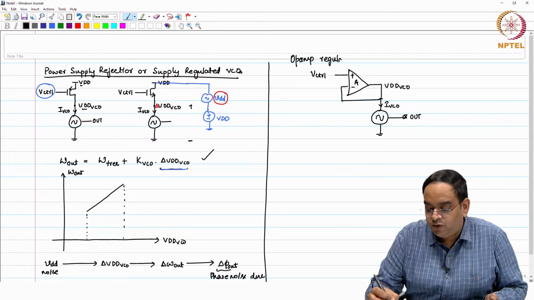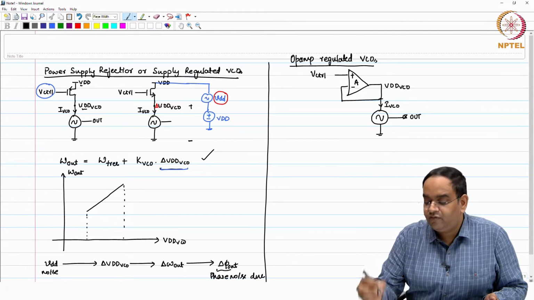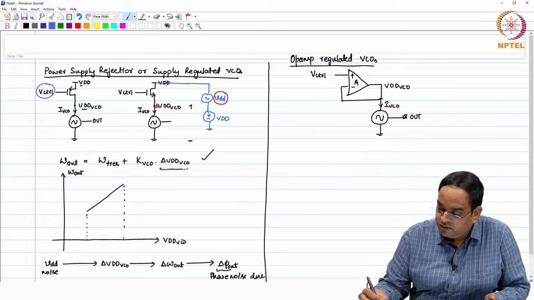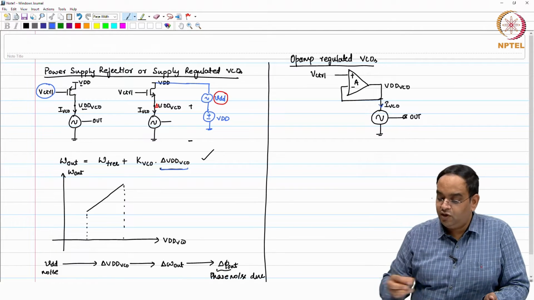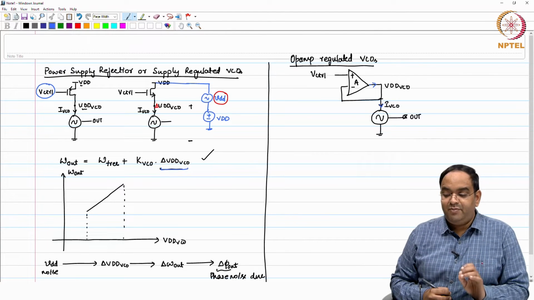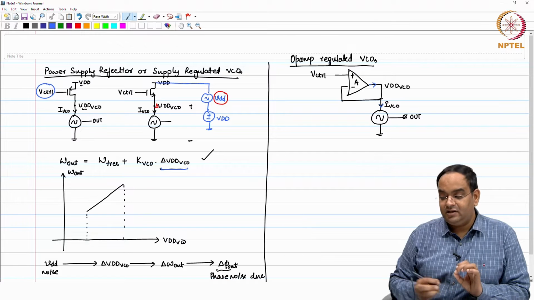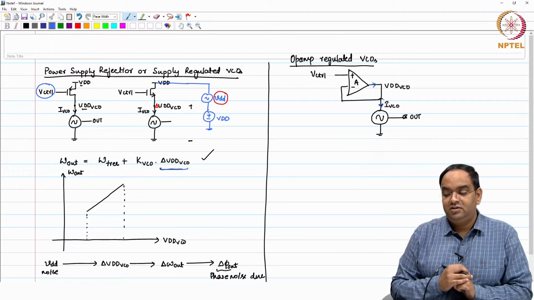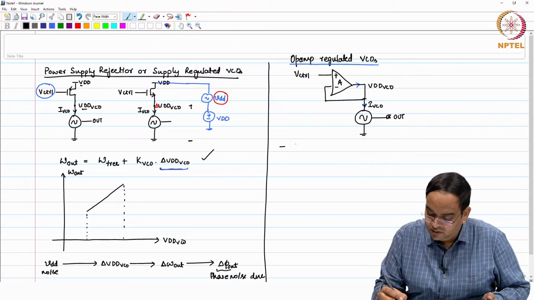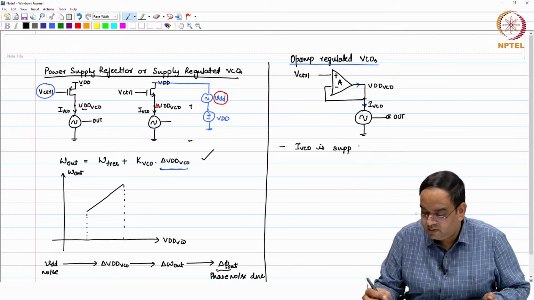So, we can say this is an Opamp regulated VCO. Now, look at a couple of things: whatever current is going into the VCO, that current is coming out of the amplifier. So, the amplifier has to supply the current to the VCO. During regular operation, I VCO is supplied by the Opamp.